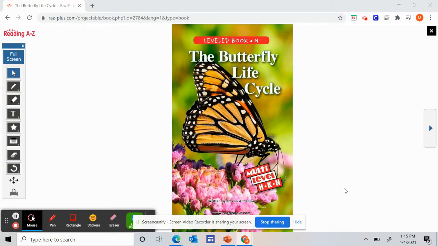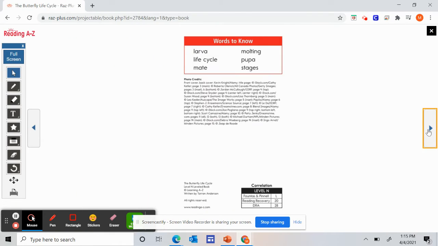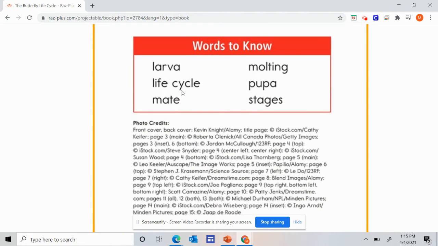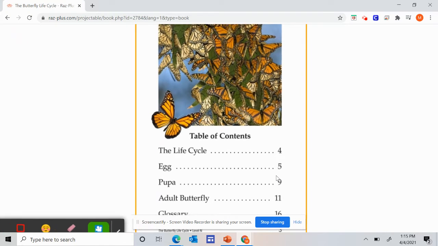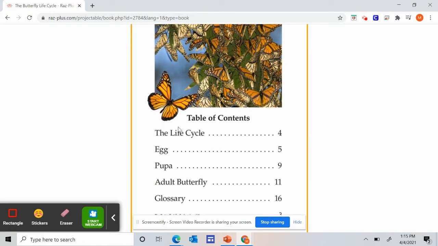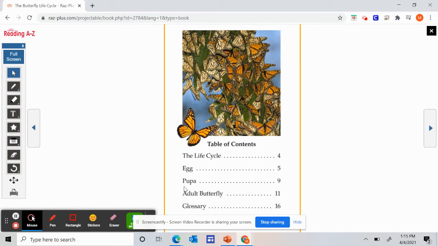So I'm going to read this text aloud to you, and later on your work is going to show me what you know and remember from this unit. So again, do your best to listen and follow along in this text. This is the butterfly life cycle. Our words to know are larva, life cycle, mate, molting, pupa, and stages. And then we have our sections here in the table of contents: the life cycle, egg, pupa, and adult butterfly.